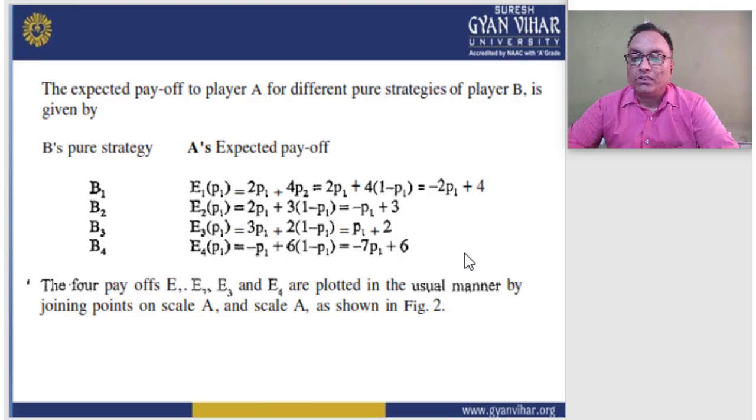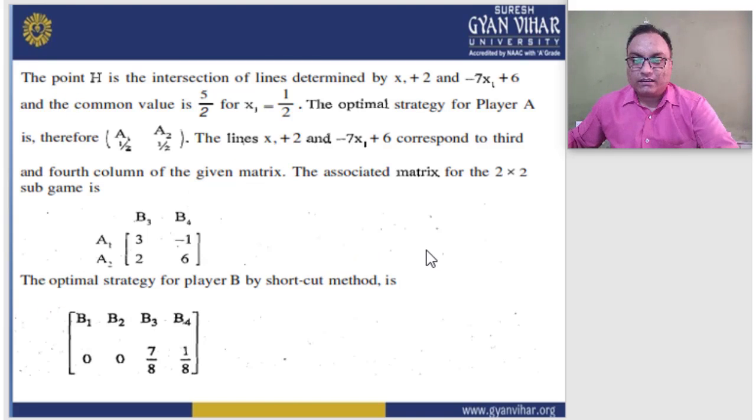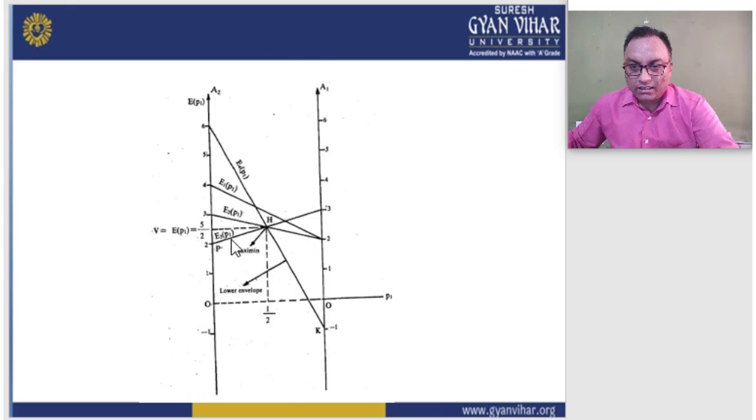E1, E2, E3 and E4 are plotted in the usual manner by joining points on a scale, and A, so this scale A is shown in the figure like this, right? So in this figure, these are the two strategies. This is the A1 strategy, this is the A2 strategy. This is the P1 line, this is the P2 line, this is the P3 line, and this is the P4 line. So these are the different lines that are drawn.